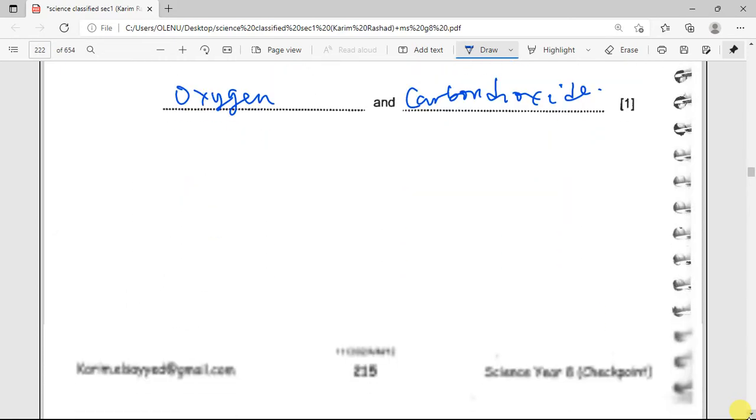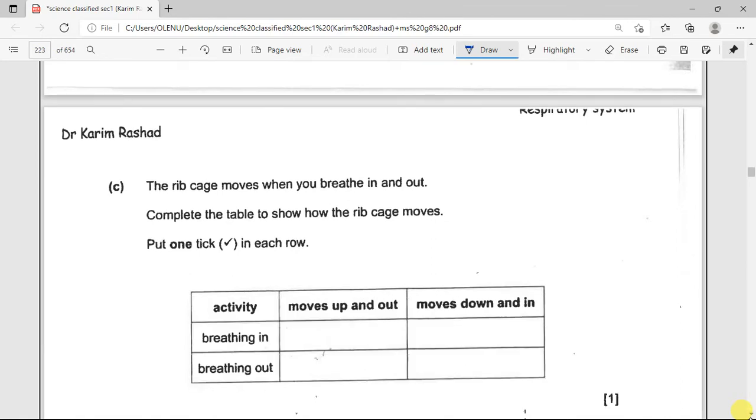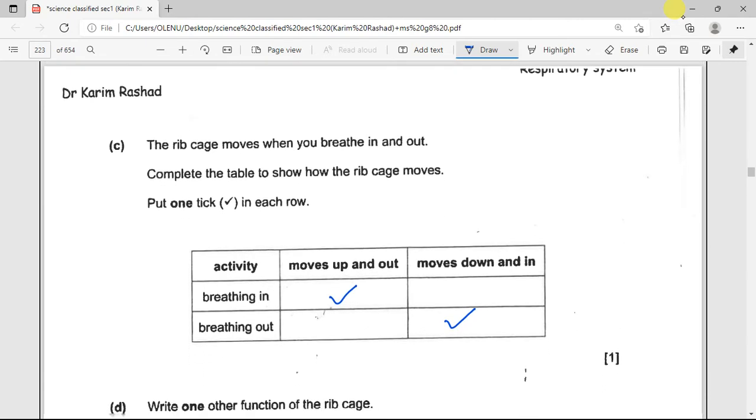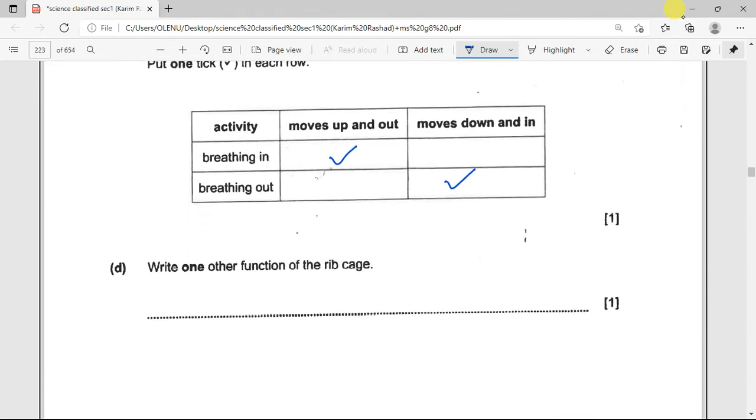Then the next question says the rib cage moves when you breathe in and out. Complete the table to show how the rib cage moves. Put one tick in each. The ribs move up and out during breathing in. When you breathe in, your rib cage moves up and out, so air is able to rush in. Then breathing out, your rib cage moves down and in, so air is able to come out, and therefore there is an increase in pressure and decrease in volume.